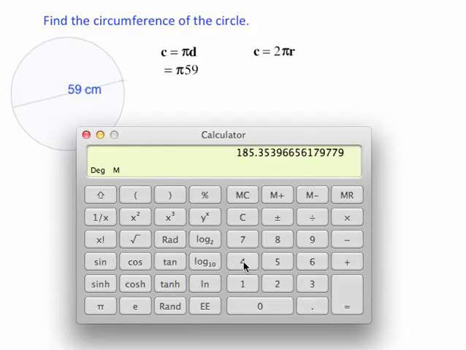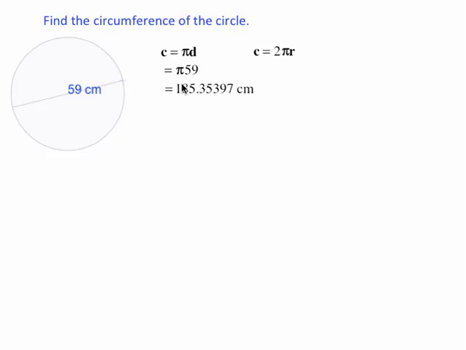So pi times 59 is equal to 185.353966. Okay, if I round it to the 5th decimal place, this 6 tells this 6 to become a 7. All right, and we end up with 185.35397 centimeters. Okay, let's go and test that out.